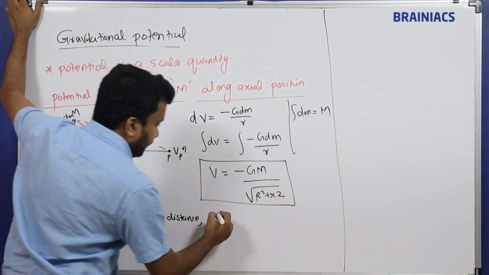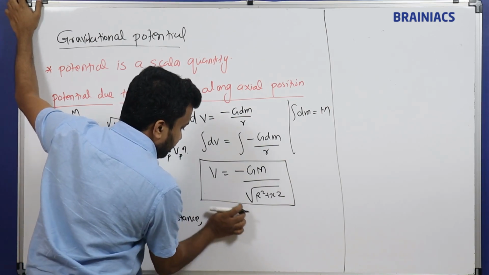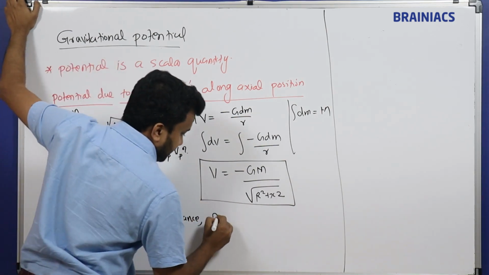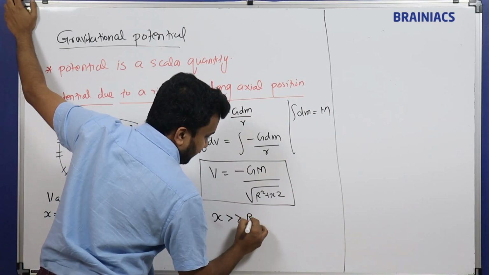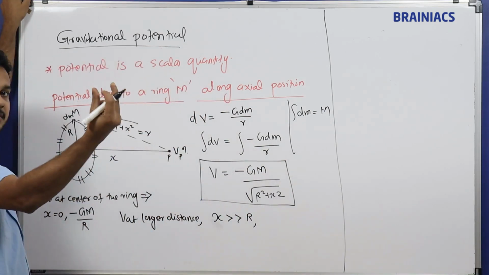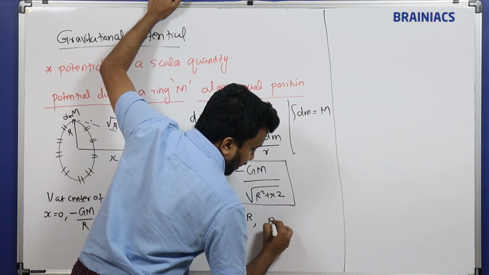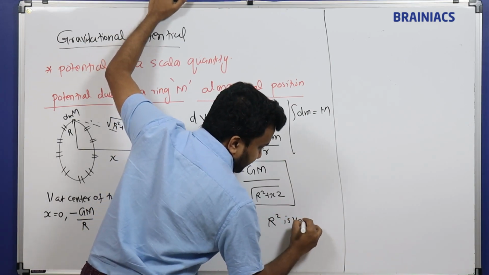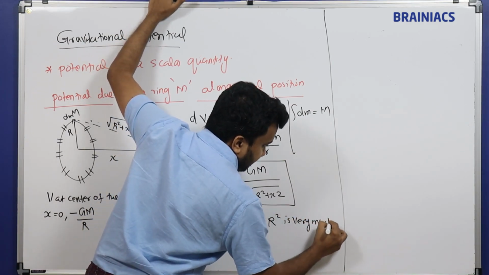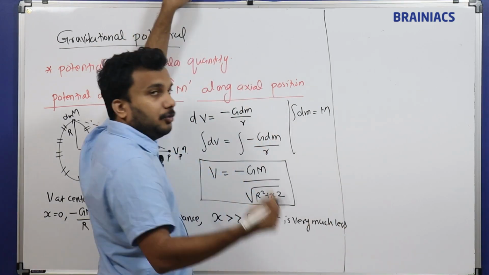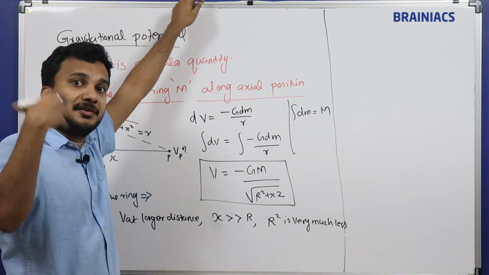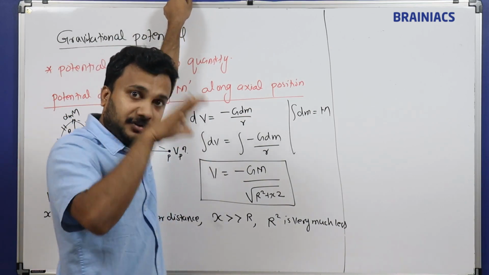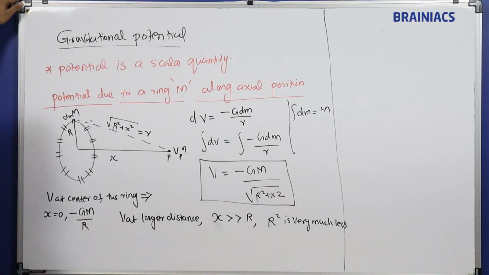Which means this is at a larger distance, which means x is very much greater than r. R is another very small value, so r square is very much less. If r is 0.1 meter, r square is 0.01, further less. So r square can be neglected.